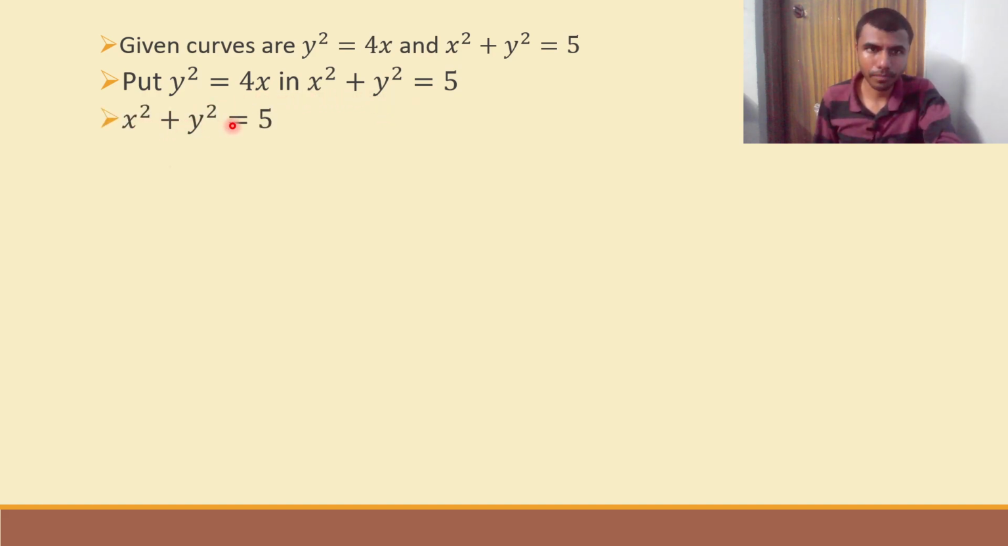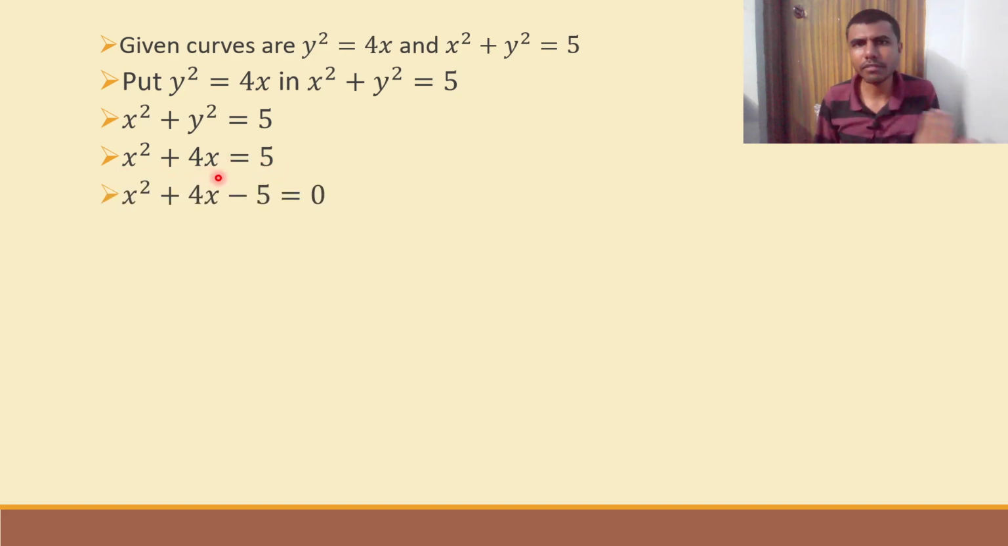So x square plus y square is equal to 5, with y square as 4x, gives x square plus 4x equal to 5. Now bring the 5 to this side: x square plus 4x minus 5 equal to 0. Now I'm going to factorize this so that I can get the values of x. For factorization, I'm going to write 4x as 5x minus x.